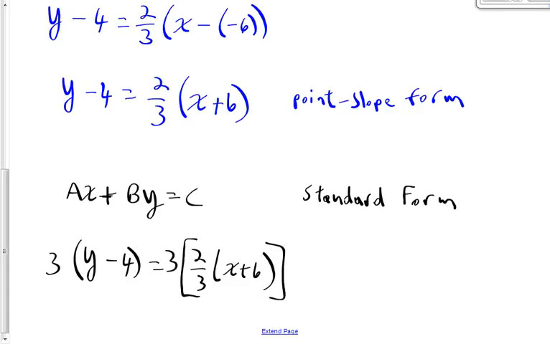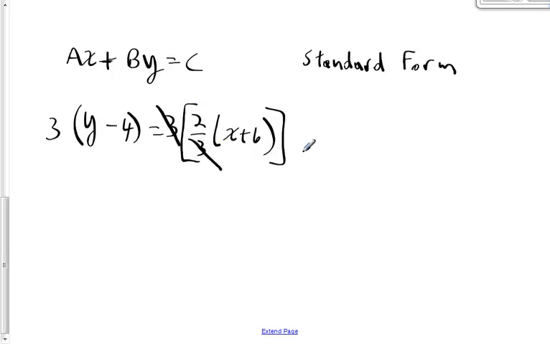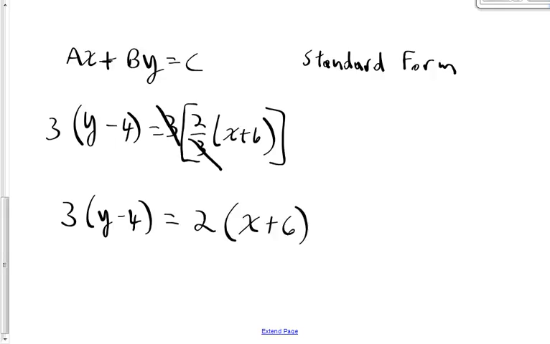What that does is on the right-hand side, the 3 that I'm multiplying by and the 3 in the denominator of the fraction just cancel out, leaving me with this new equation: 3 times y minus 4 is equal to 2 times x plus 6. And the fractions are gone.